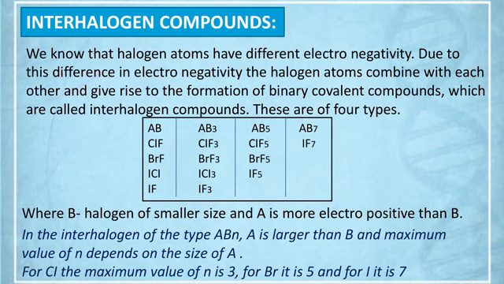What are the compounds possible? ClF, BrF, ICl, IF, etc. AB3, what are the compounds possible? ClF3, BrF3, ICl3, etc. Similarly, AB5: ClF5, BrF5, IF5. AB7: the compound possible under this class AB7 is IF7.